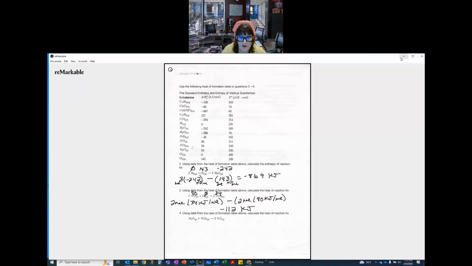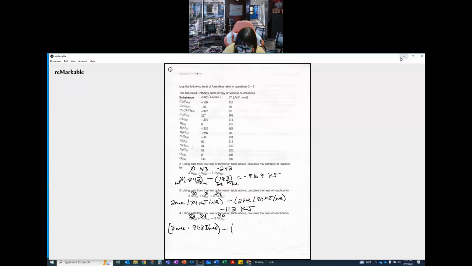Using data from the heat of formation table above, calculate the heat of reaction for N2O plus NO2 goes to 3NO. Okay, N2O is 82. NO2 is 34. And NO on its own is 90.